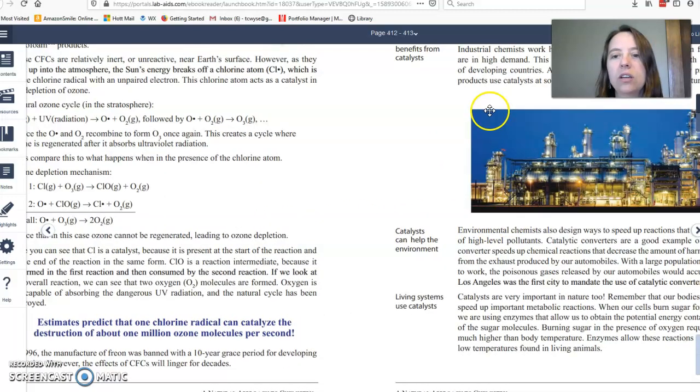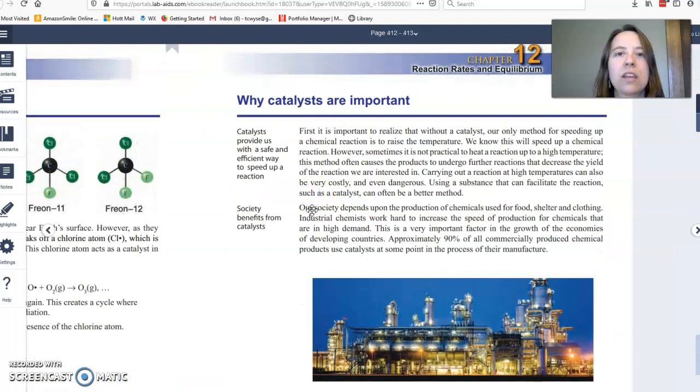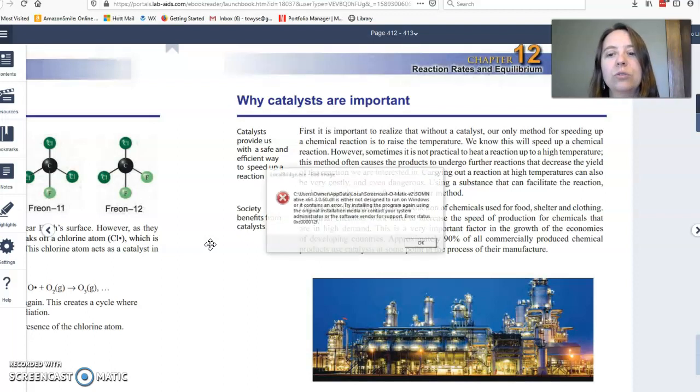And looking for good examples of catalysts, well, there are so many biological catalysts that we've already named, and without them we wouldn't be alive because nothing in your body would happen fast enough for you to stay alive.